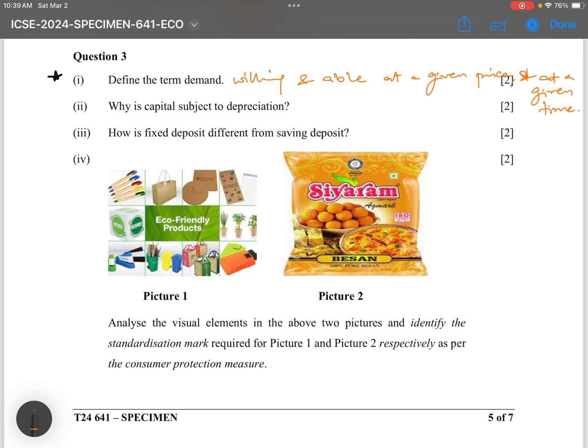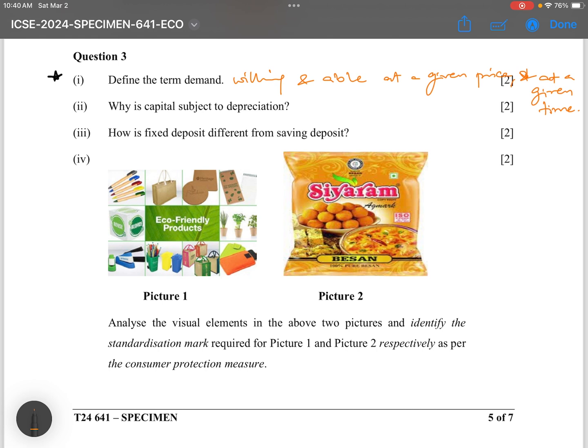Next question is, why is capital subject to depreciation? Now, this is a good question. This is something like application. If you understand the concept of capital and depreciation, here don't just write what is depreciation. You have to explain why capital is subject to depreciation. The capital goods, like plant and machinery, when in use, tend to wear out due to wear and tear or obsolescence. And these assets need to be replaced after a few years.